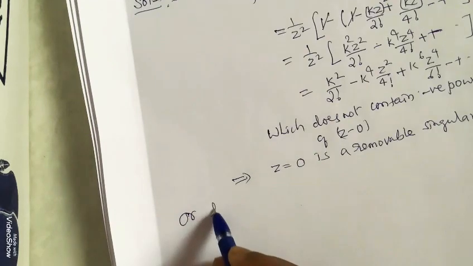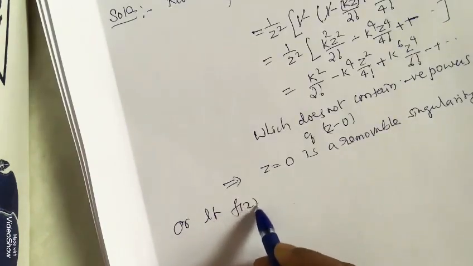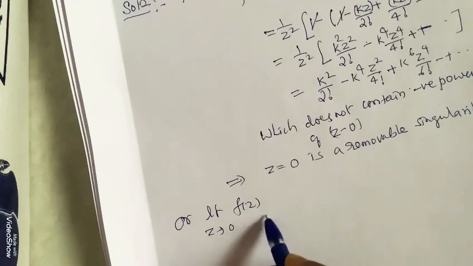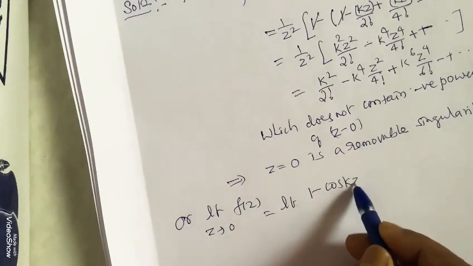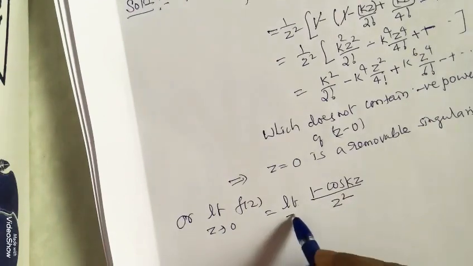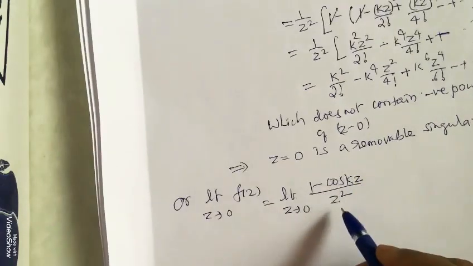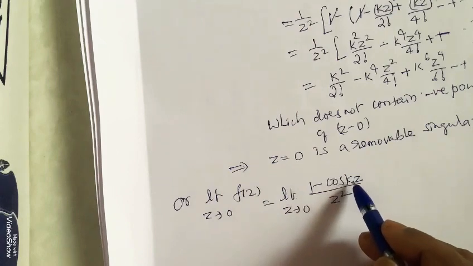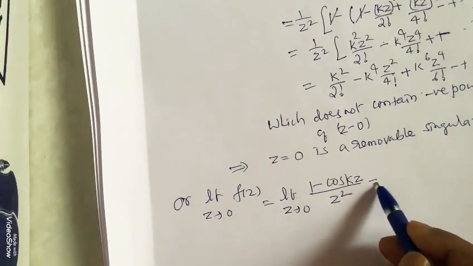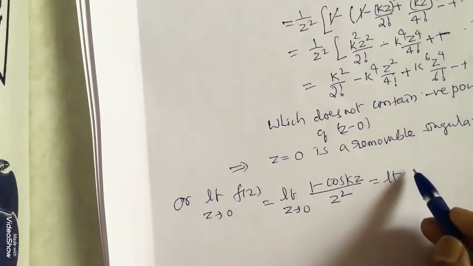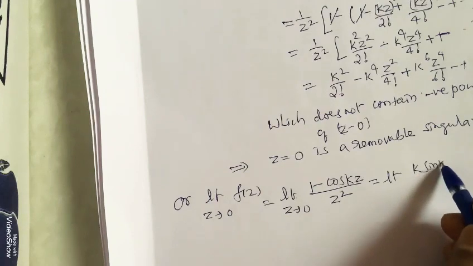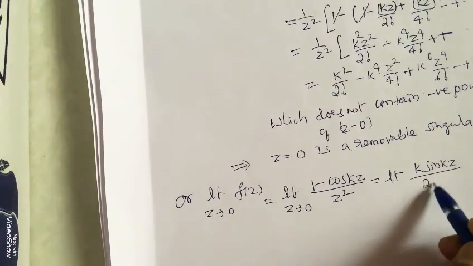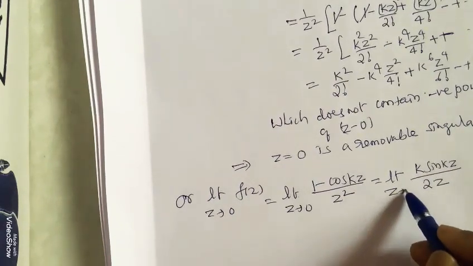Sometimes it is not, because another method is what? What is the limit of f z as z tends to 0 here? Limit of 1 minus cos kz divided by z square as z tends to 0. So it is 0 by 0 form. 1 minus cos 0 is 1, 1 minus 1 is 0, divided by 0. So apply L'Hospital's rule. So the differentiation of 1 is 0, the differentiation of minus cos kz is plus k into sin kz, divided by 2z as z tends to 0 here.